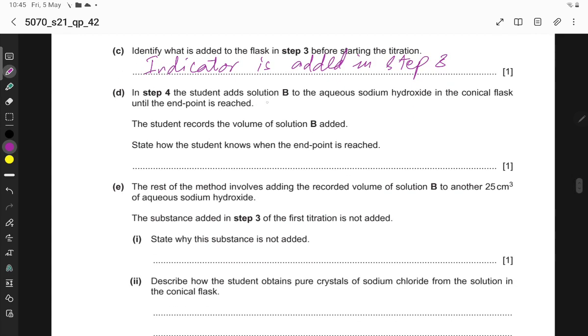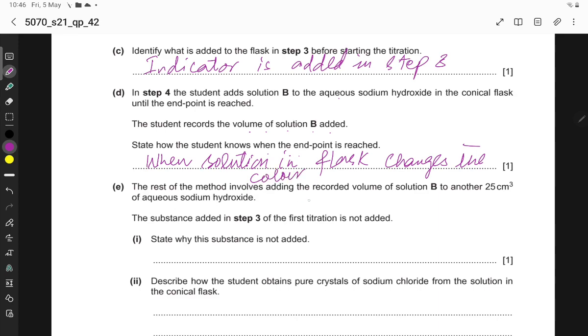In Step 4, the student adds solution B to the aqueous sodium hydroxide in the conical flask until the endpoint is reached. The student records the volume of solution B added. State how the student knows when the endpoint is reached. The solution in the flask changes color.